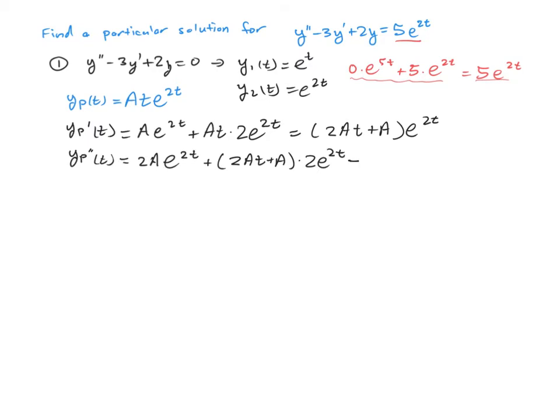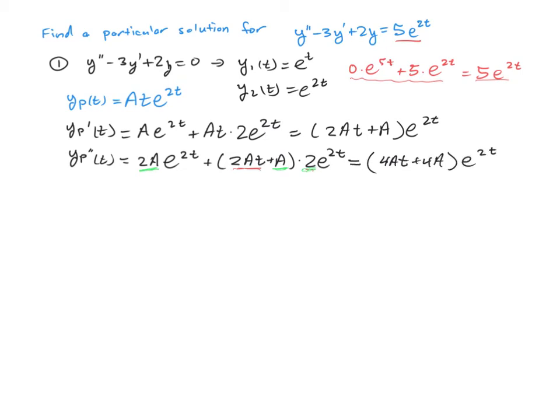Once again, we will combine like terms. This time around, you'll notice that we've got a 2 that's hitting the 2at. So that's going to make a 4at. And then we have that 2a getting together with the other 2a to make a total of 4a. So that's plus 4a all times e to the 2t.